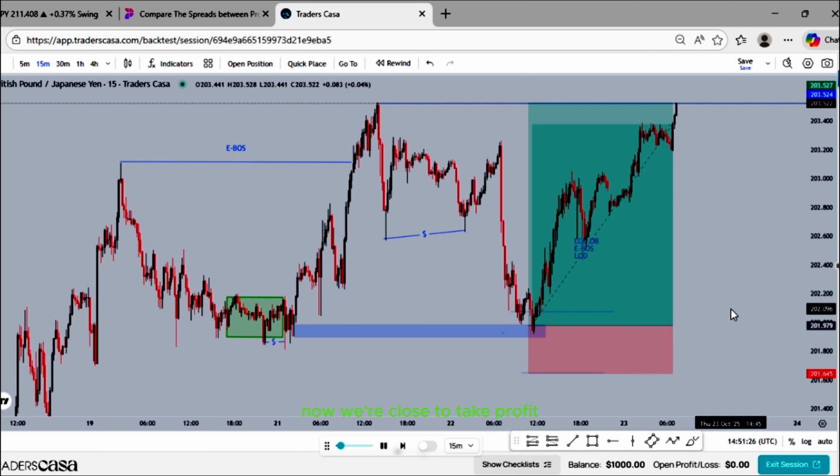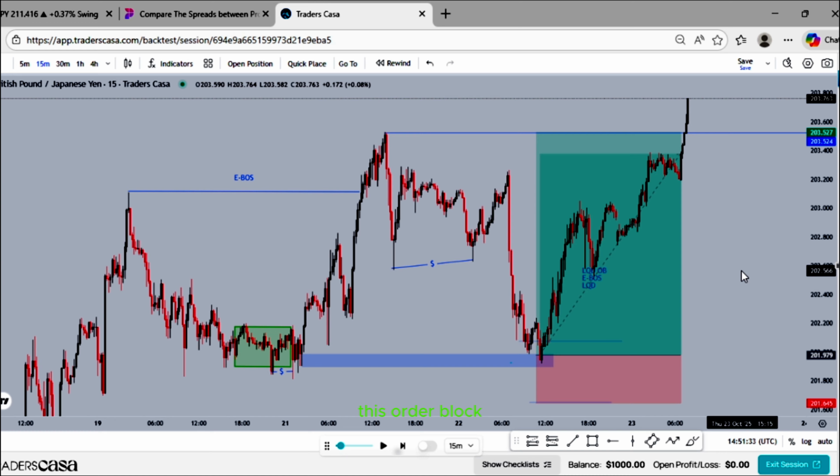Now we're close to take profit. Smash. This order block happens to be a high probability order block, not just because we spotted an order block, but because the order block has criteria. The first criteria is a liquidity order block, the second one is an external break of market structure, and the third one happens to be liquidity. When you understand these three criteria, you can mark out a high probability order block.